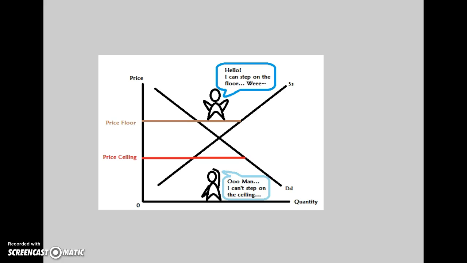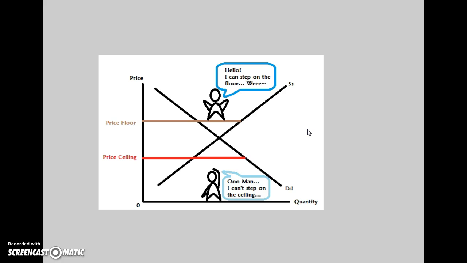So first, take a look at the graph that you see on the screen. This is a basic supply and demand graph. You can see that X marks the spot right here, the perfect equilibrium price where quantity demanded equals quantity supplied. When we're looking at price controls, oftentimes these price controls are set by the government. Sometimes the government's trying to protect producers, sometimes they're trying to protect buyers.